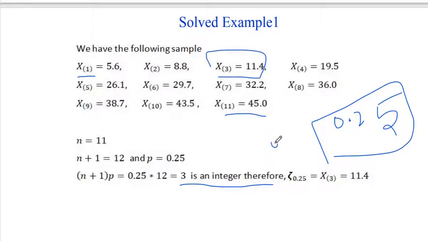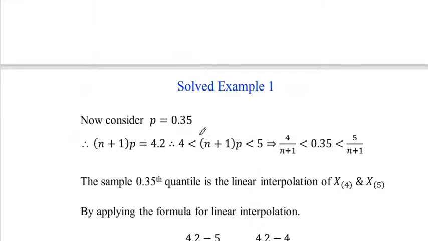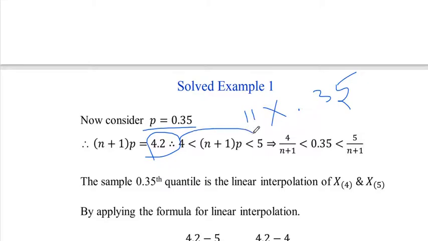But when you take 0.35 and multiply it with 11, you get a float value, not an integer, 4.2. Now our JP value lies between 4 and 5, that is, order statistics 4 and 5. Now how can you calculate it? We apply the formula: n plus 1 comes outside and divide, then finally you get this expression.